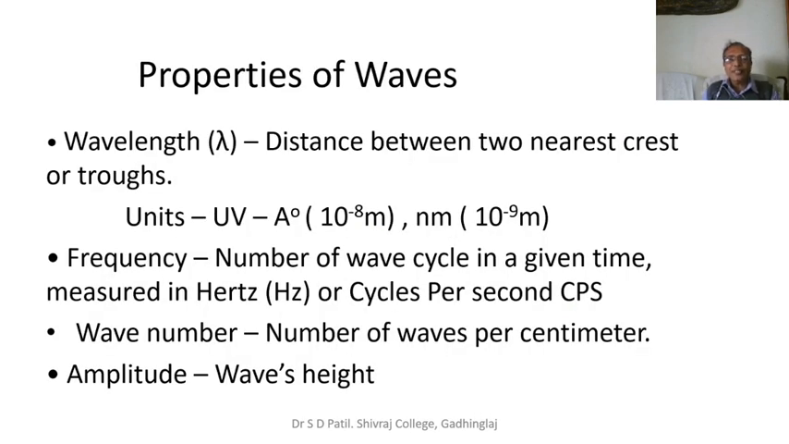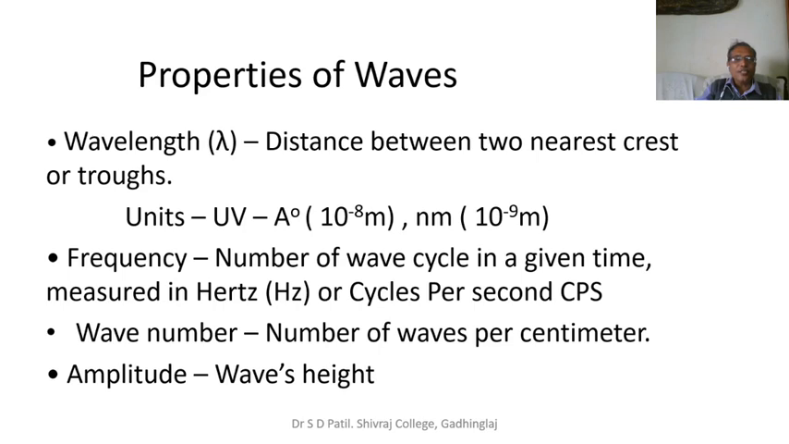Now the properties of the waves or electromagnetic radiation are explained with the help of various parameters. As I mentioned in the beginning, these parameters are, first parameter is wavelength. What is wavelength? It is the distance between two successive or nearest crests or troughs. The wavelength is measured in different units in different spectrophotometric analysis. So in UV it is angstrom.